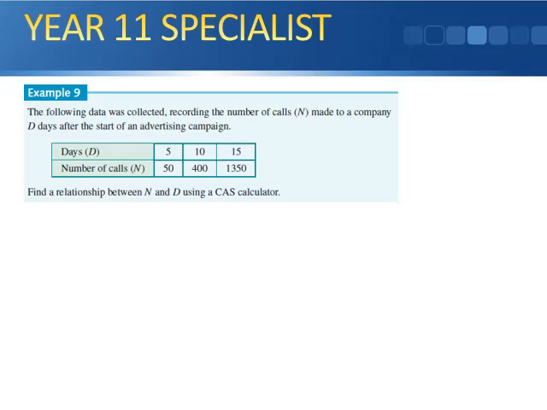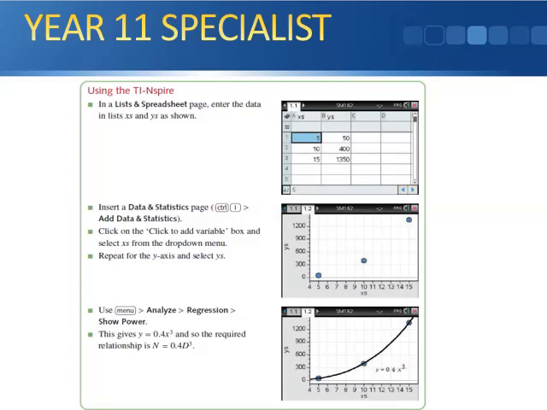Example 9. It says the following data was collected recording the number of calls n made to a company d days after the start of an advertising campaign, and there they are in there. Find a relationship between N and D using a CAS calculator. So we have our data. So we're going to go to our lists and spreadsheets. We're putting our data in there. That data in there is our days, and this data in here is the number of calls. And you can see it's 5, 10, 15 for our days, 50, 400, 1350.